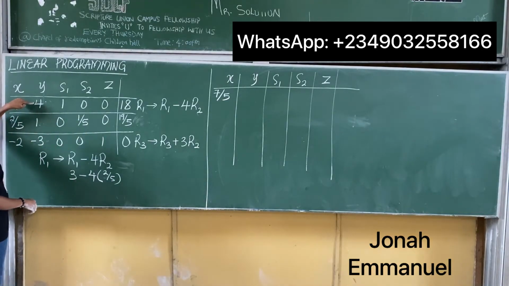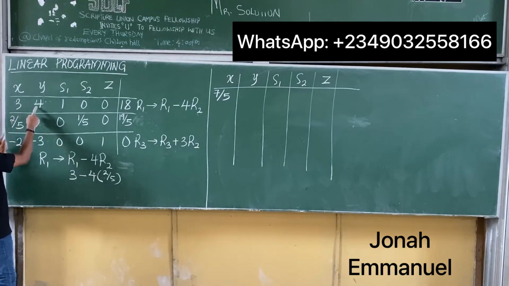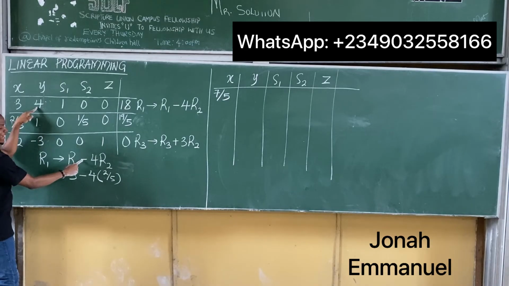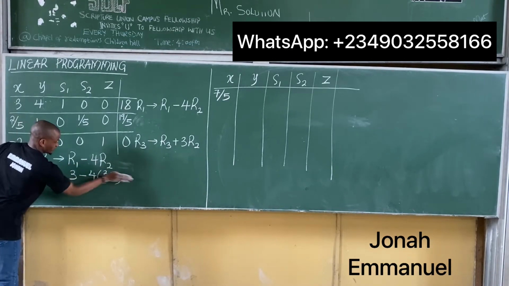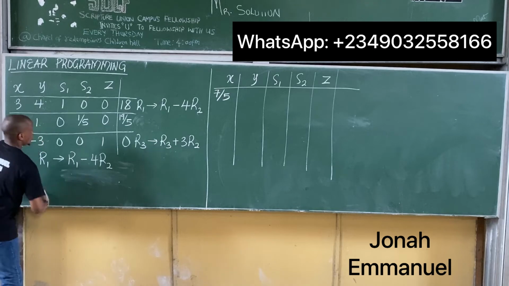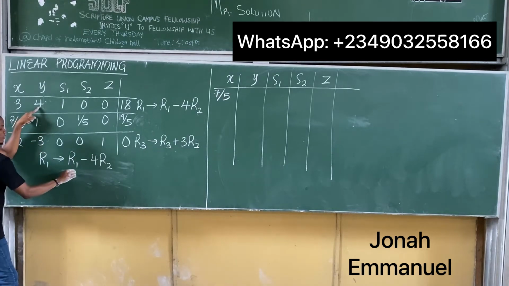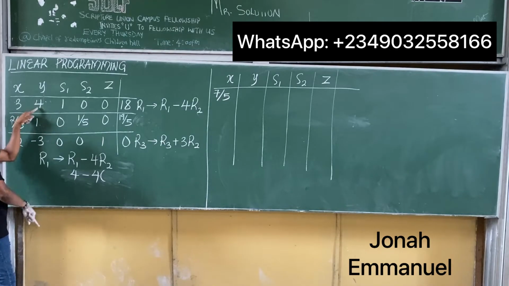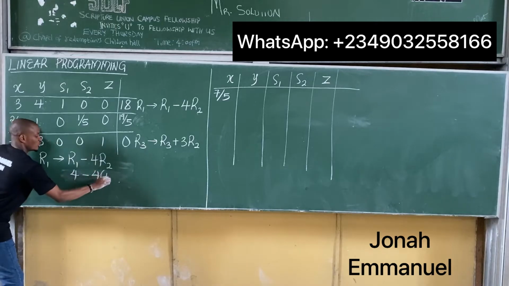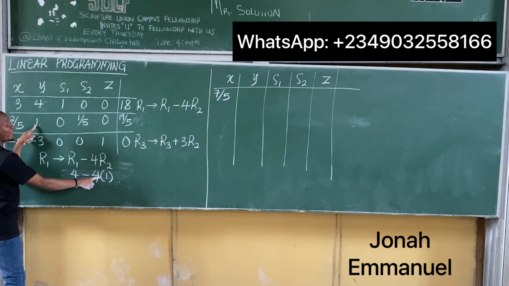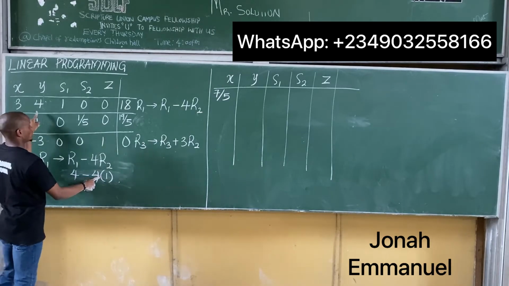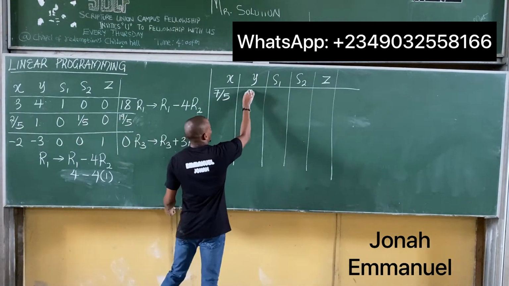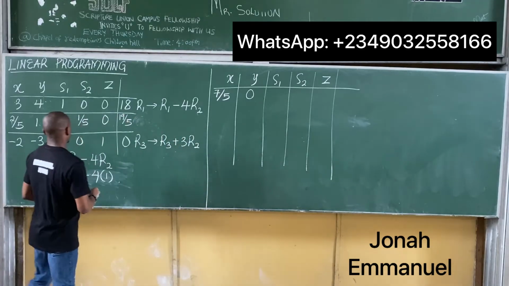Come to the next one again. It says row 1. Come to this. Row 1 minus 4 row 2. What's row 1 here? 4 minus 4 into what is its row 2 equivalent? 1. So it becomes 4 minus 4. How many there? 0. So it becomes 0. So I have this.